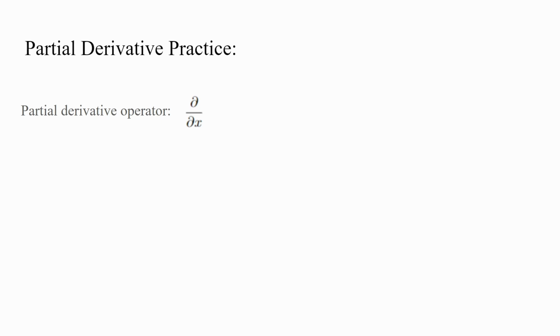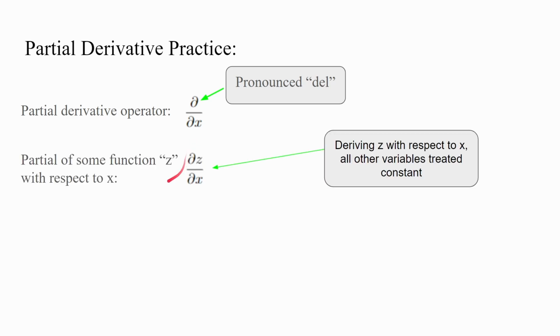It is incredibly simple. Now, the first thing is that the partial derivative operator looks like this. It isn't d dx, it's del x. If you're taking the derivative with respect to x, in this case it's called the partial with respect to x. It's pronounced del. So let's say you have some function z, and you want to derive the function z with respect to x. And of course z is a multivariable function. Del z del x. All other variables that are not x are treated as constants.